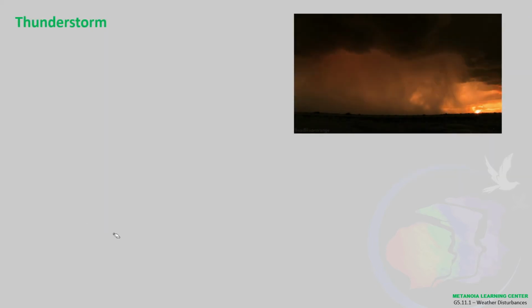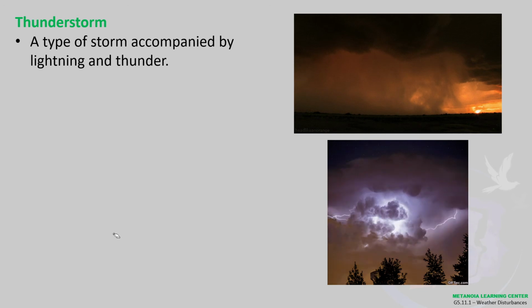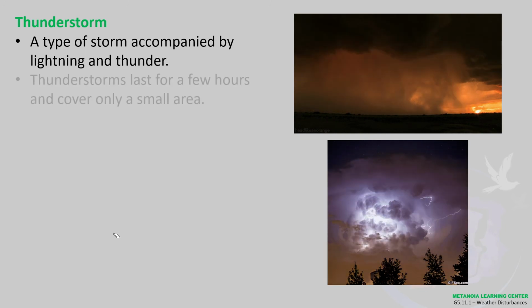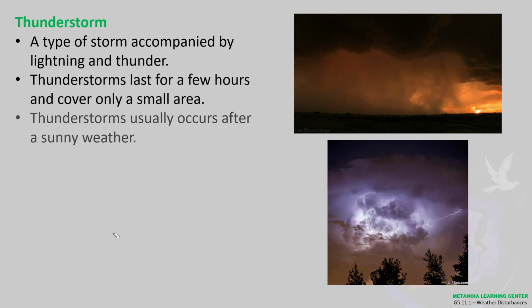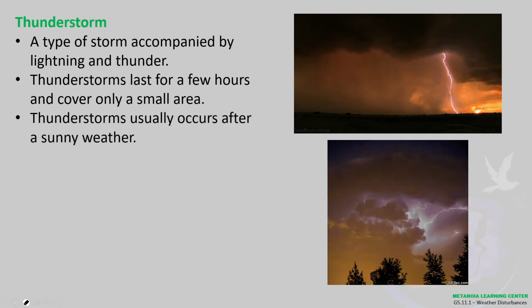Thunderstorm. So basically, a thunderstorm is a type of storm accompanied by lightning and thunder. Thunderstorms last for a few hours and cover only a small area. Thunderstorms usually occurs after a sunny weather.